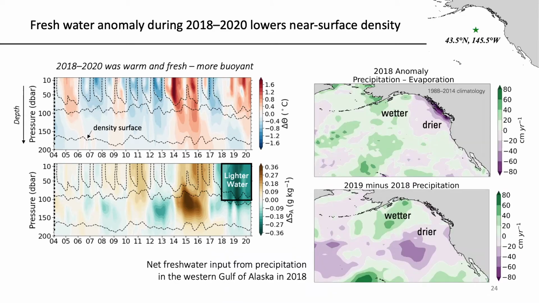So what caused this freshwater anomaly? Well, first we thought to go look at the precipitation anomalies. Here we've taken the 2018 anomaly of precipitation minus evaporation. Where it's green in the top plot, it means that moisture was added to the sea surface, and where it's purple, it was evaporated away. Furthermore, we can look at the 2019 precipitation field minus 2018 to get the tendency anomaly, where green means it was wetter in 2019 and purple means it was drier. So there is a freshwater precipitation anomaly seen in these maps that could be contributing to the reduction in salinity shown here.